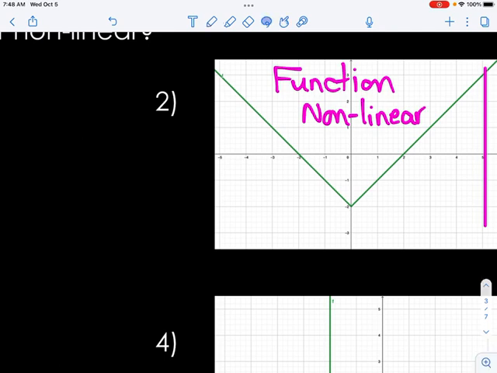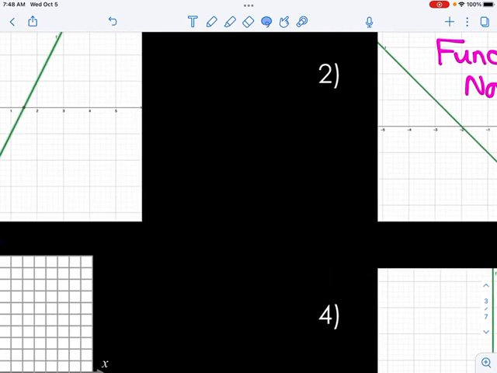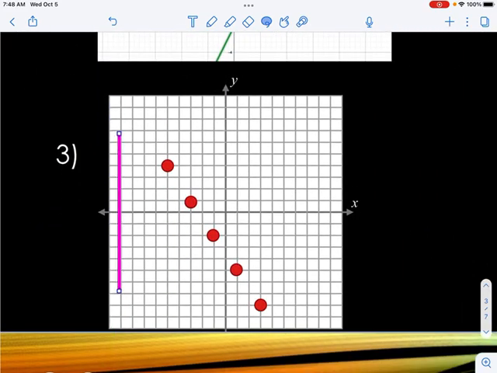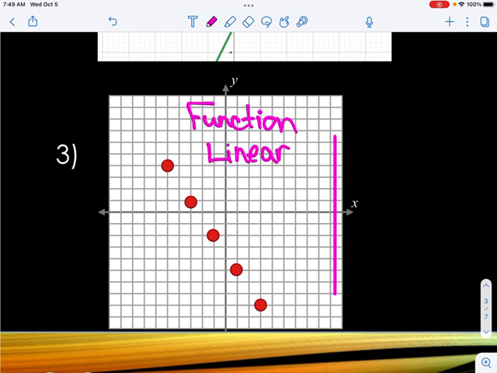All right, so let's keep trying then. Let's take a look at number three here. So we'll scroll back over. If I look at three and I take this line and I go across my graph, my vertical line test, you'll notice you're not hitting any more than one point at a time. So this is a function. And then I look, and if I take those points and imagine what they would do if I connected them, it does form a line. So this is a linear function.